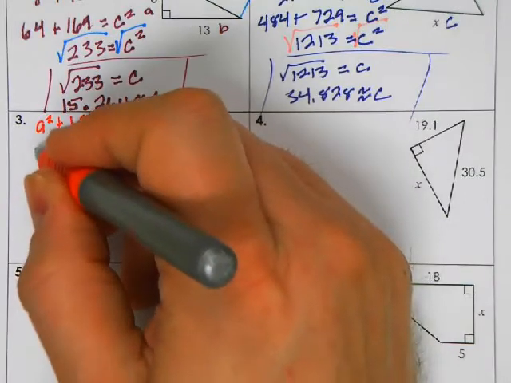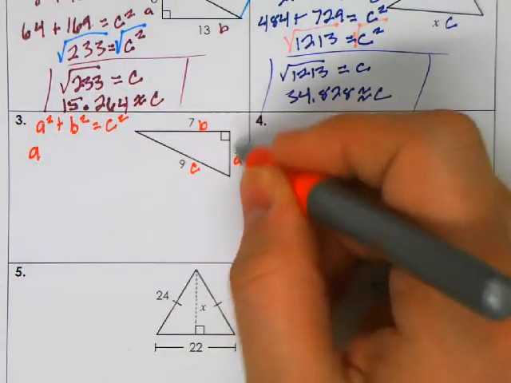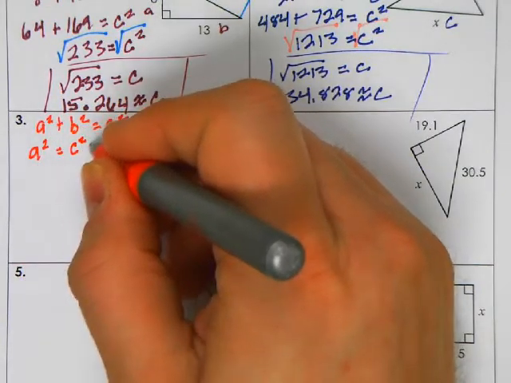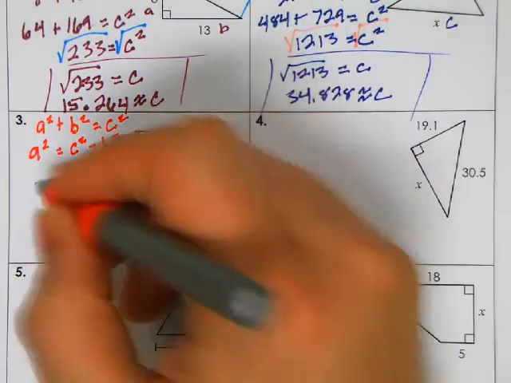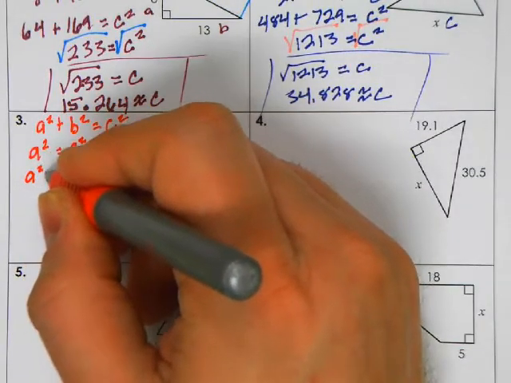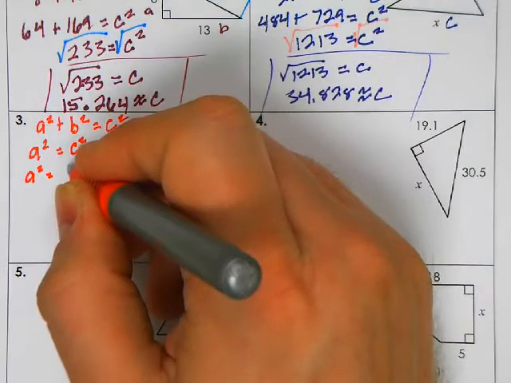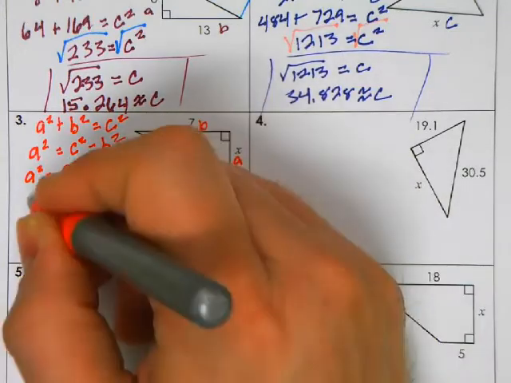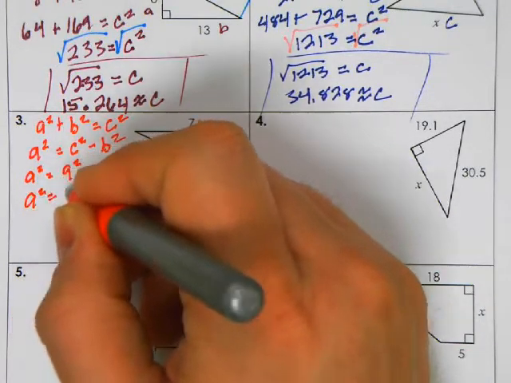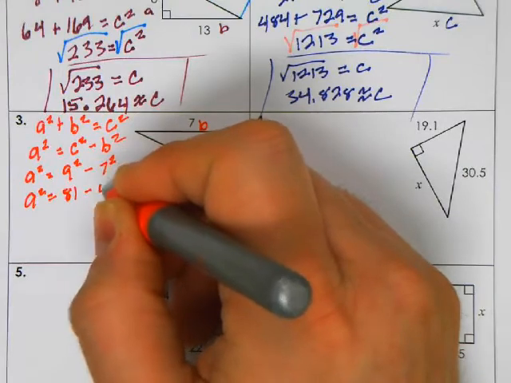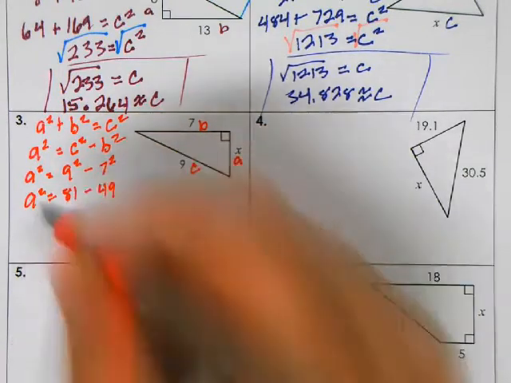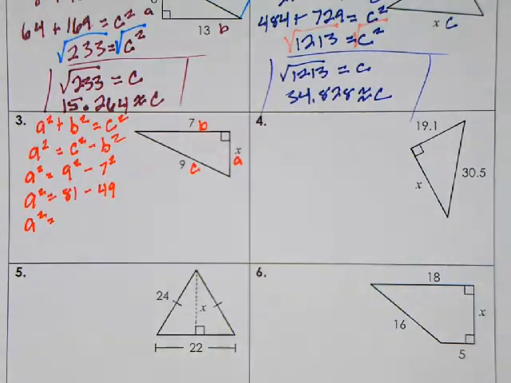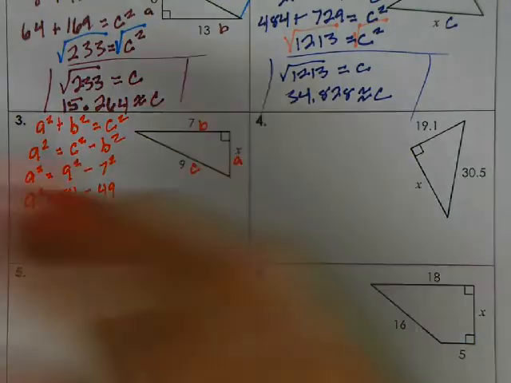If I solve for a squared, since that's the side I'm looking for, I can say that a squared is going to be equal to c squared minus b squared. So a squared is going to be equal to 9 squared minus 7 squared. So a squared is equal to 81 minus 49, and that will give me a squared equal to, what is 81 minus 49? 32.